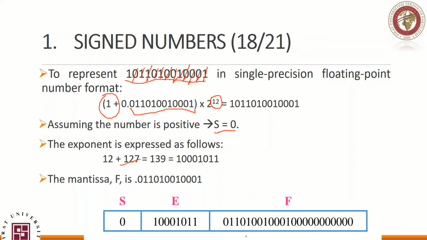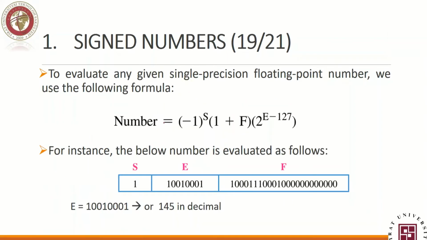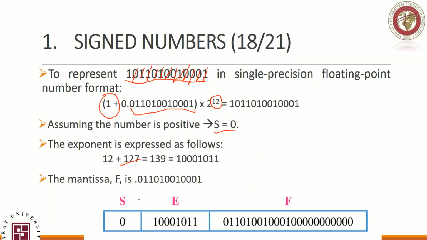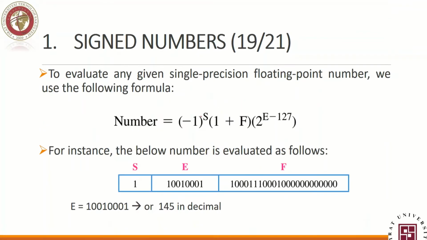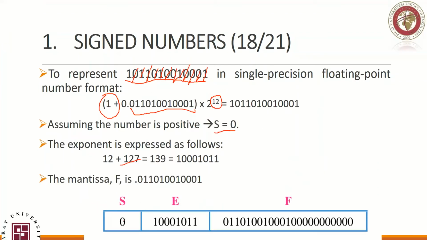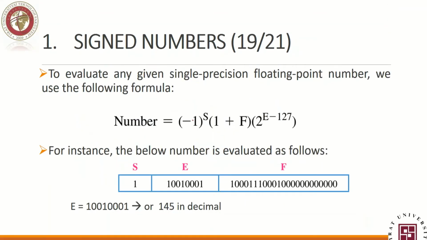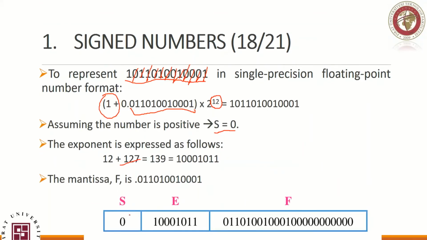How do I get it back? How do I get it to its original form? We have a formula to do that. -1 to the power of the sign. So the sign here, if it is 0, anything to the power 0 is 1. Anything to the power 1 is the same thing. So -1 here represents negative or positive depending on 0 or 1. 0 will take you to positive. 1 will take you to negative.